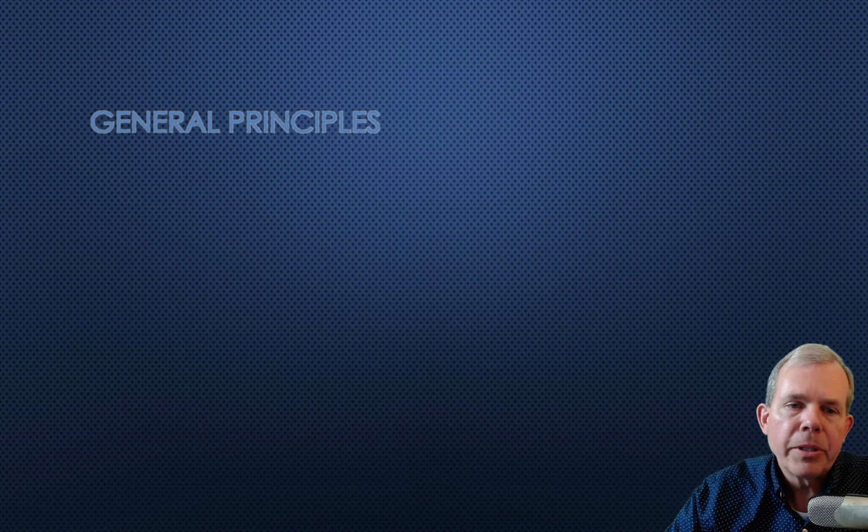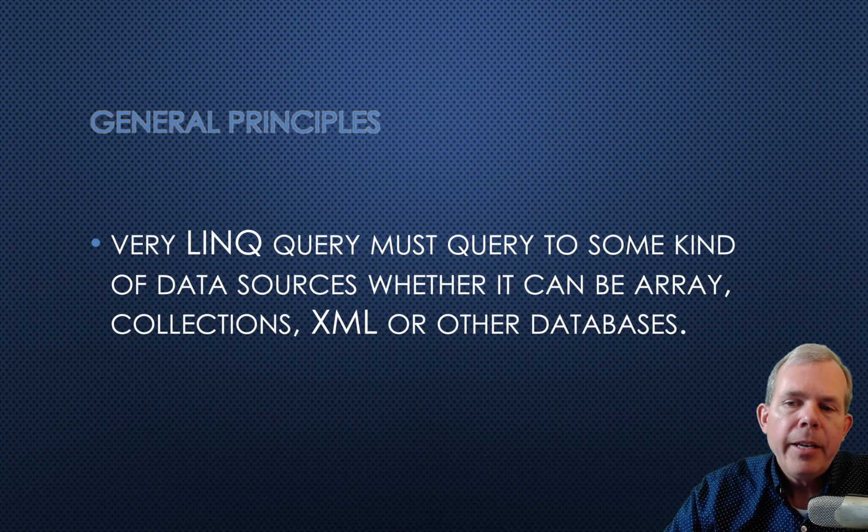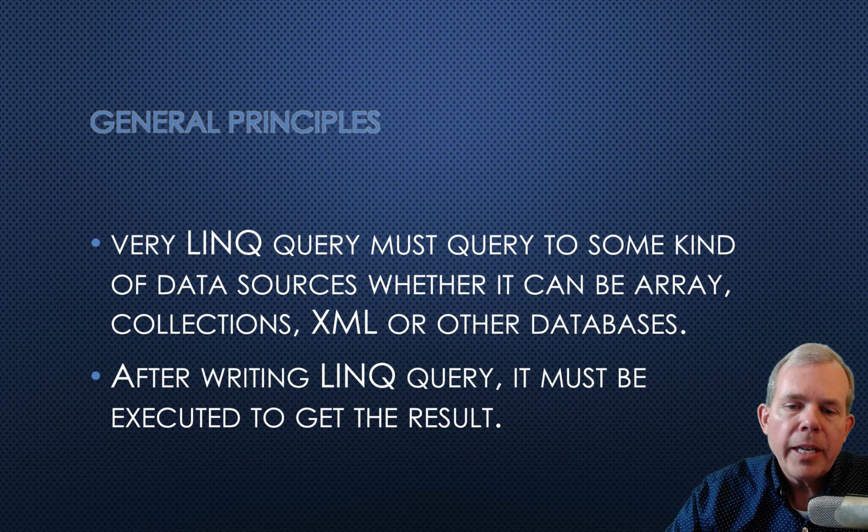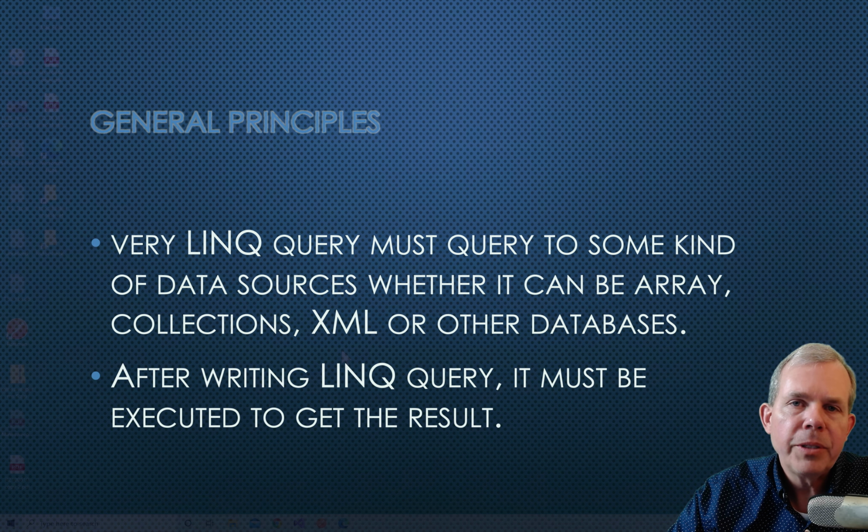So here's some general principles that we're going to see. Every LINQ statement must have some kind of a data source. So in the previous example, the data source was an array of strings. In examples that we're going to do further along, we're going to talk to databases. Also, we're going to say that every LINQ query must be executed. You have to do something with it to get the results. And so up next, what we're going to do is do some coding in Visual Studio to see how this works.